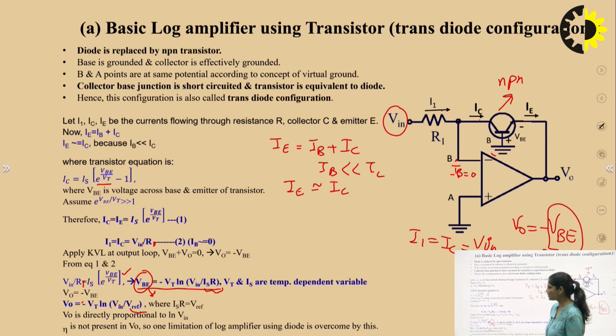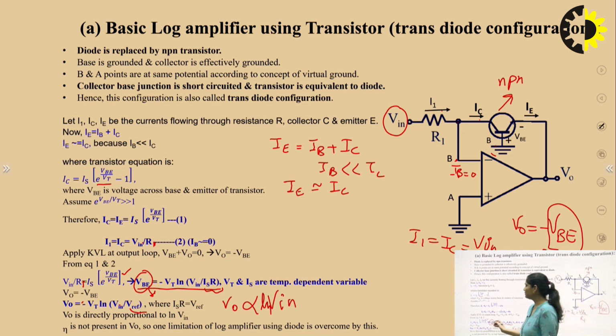Now in this equation also, Vout is proportional to ln Vin. So output voltage is directly proportional to ln Vin, means logarithmic input voltage. Vout is equal to, right?